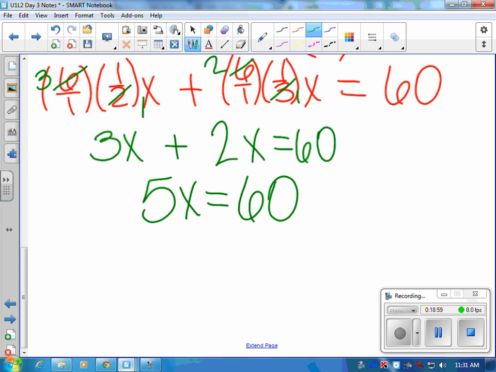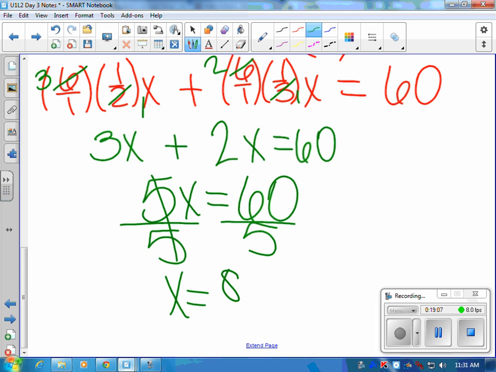5x equals 60. What am I going to do to finish? Divide by 5. 1 times x. 60 divided by 5 is still 12.